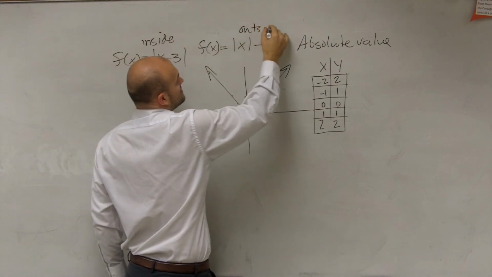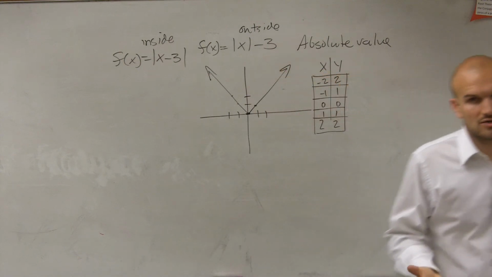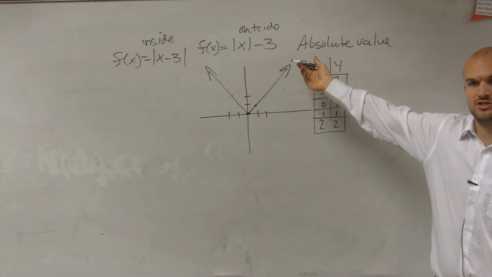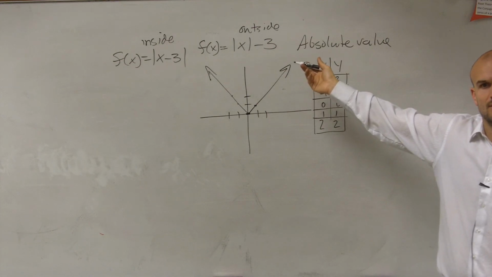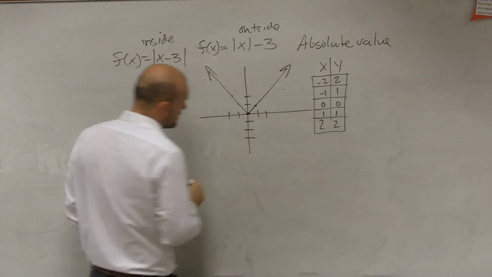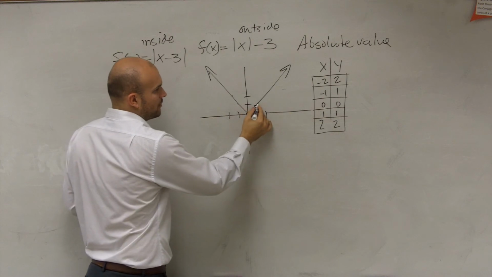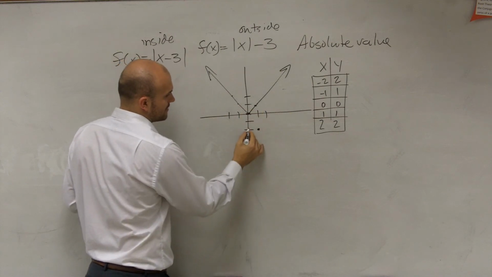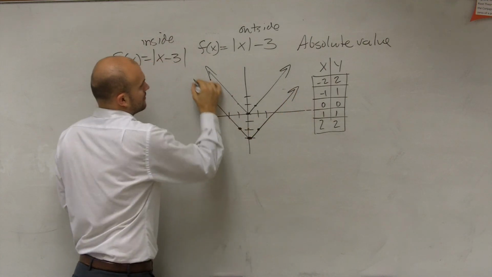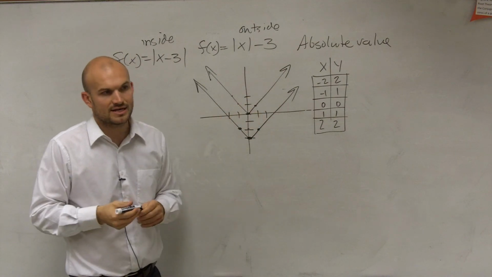Inside, outside. When you're subtracting a 3 outside of the function, that shifts your graph up or down. Since it's negative, I'm going to shift my graph how many units down? 3. So I go down 1, 2, 3. And guess what I do? I just redraw the graph. Since my graph goes up 1 over 1, I do the same thing. So there is my graph. That's the parent graph. That's my next graph.